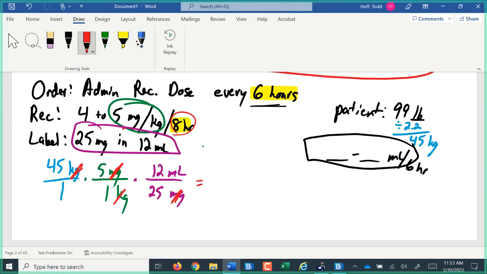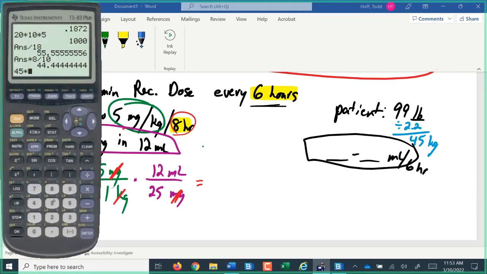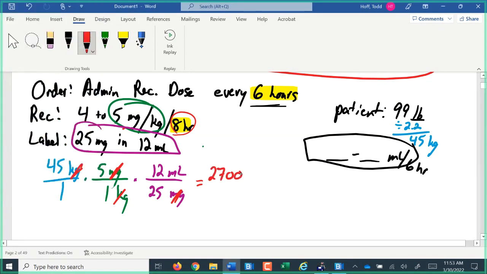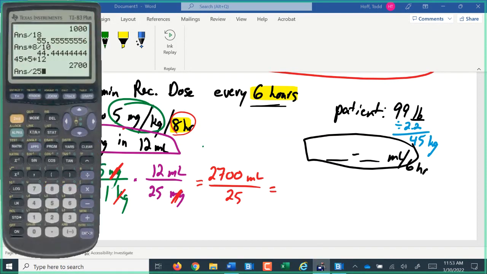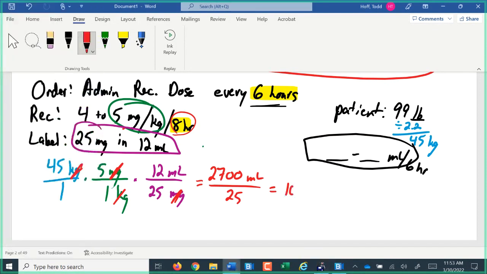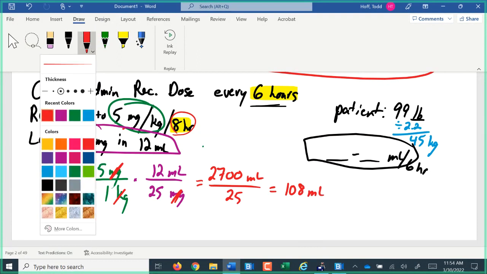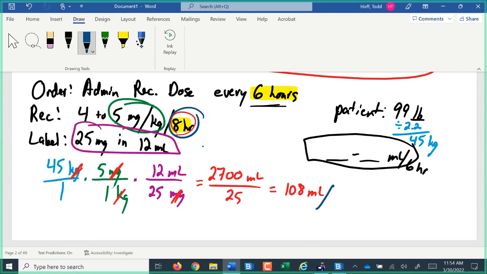On top, we have 45 times 5 times 12, that's 2,700 milliliters. On bottom, 1 times 1 times 25 is just 25. 2,700 divided by 25 is 108 milliliters. Now we have to go back and look at our time frame. This is every 8 hours. So what we calculated here is 108 milliliters every 8 hours.